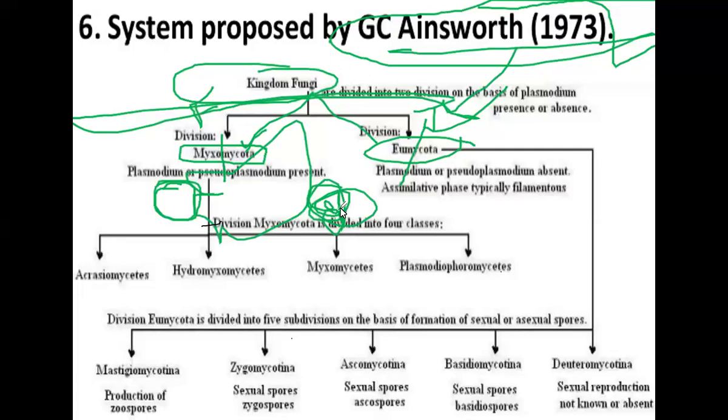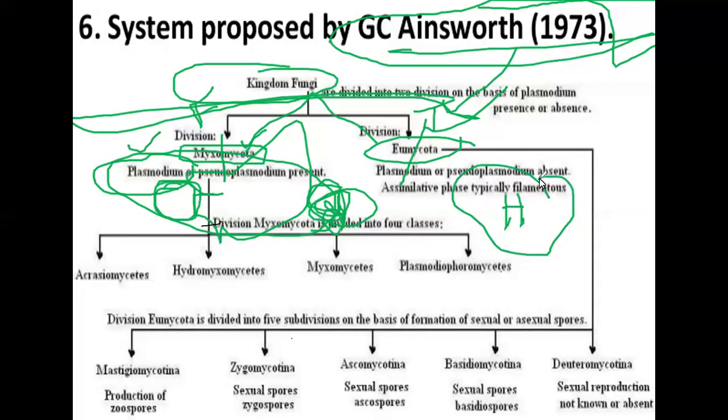All of these are called Myxomycota. The plant body of Myxomycota is called plasmodium. That is also very important. What is the basic structural unit of the fungi? Hyphae. You have studied. The basic structural unit of the fungi is hyphae.